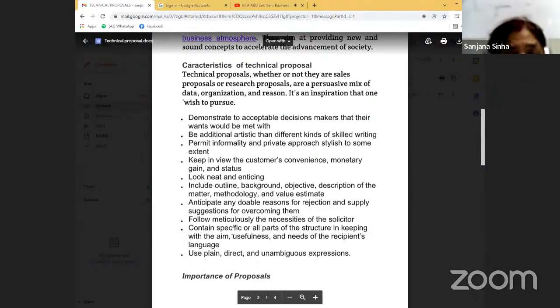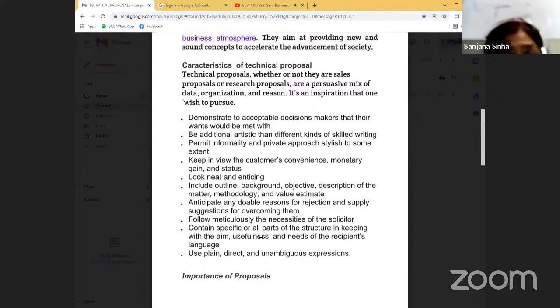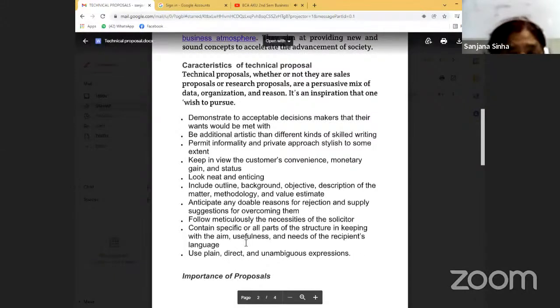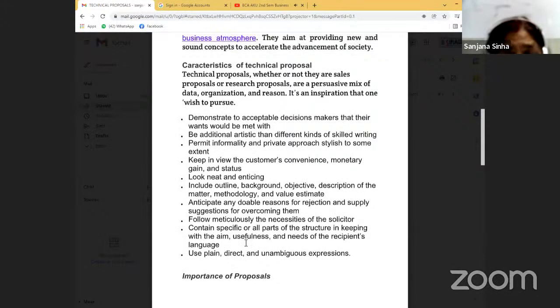A proposal should contain specific or all parts of the structure in keeping with the aim, usefulness, the needs of the recipients, and language. So you know about the needs, you've researched about the needs, and then you are going to fulfill the need, the answer to all the problems. Use plain, direct, and unambiguous expression.